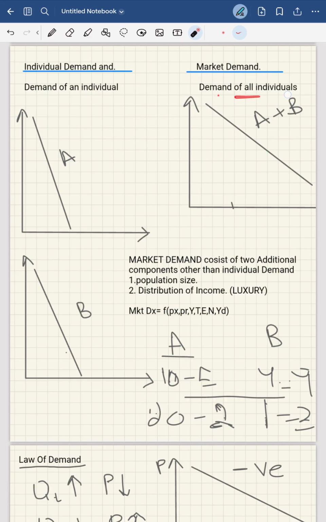Here it is the demand of all individuals in the society. Let's suppose there are only two individuals in the society, for simplicity. So we consider the summation of their demand as market demand, the demand of all the consumers in a society. It is also known as the horizontal summation of individual demand. Market demand is also known as horizontal summation of individual demand.